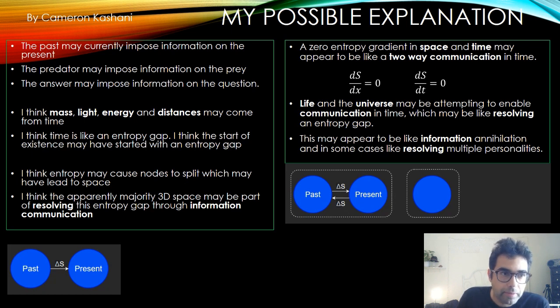So my possible explanation may be that, well, it appears to me that the past may currently impose information on the present. The predator may impose information on the prey. The answer may impose information on the question. I think mass, light, energy, and distances may come from time. I think time is kind of like an entropy gap. And I think the start of existence may have started with an entropy gap. I think entropy may cause nodes to split, which may have possibly led to something like space.